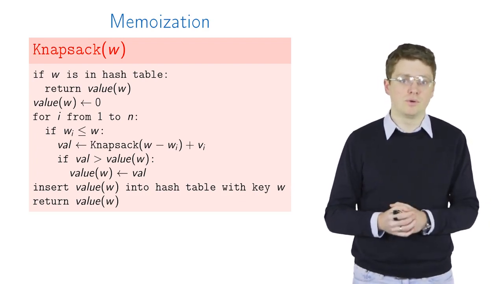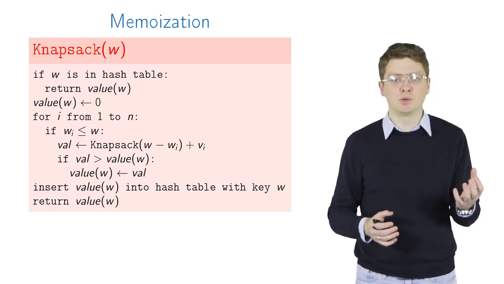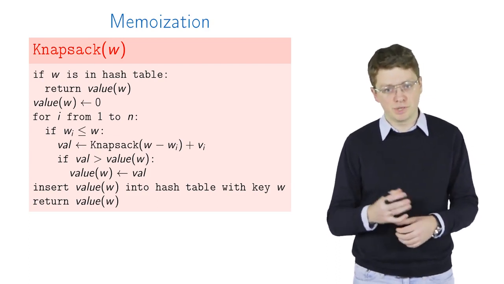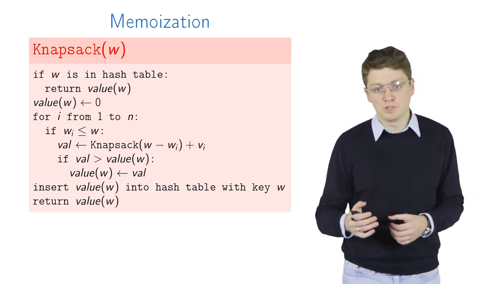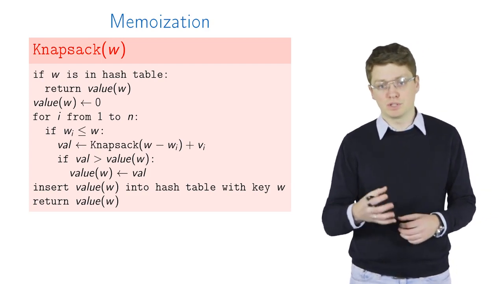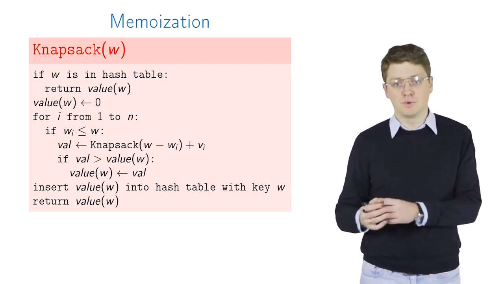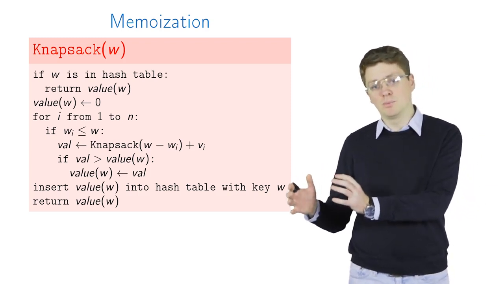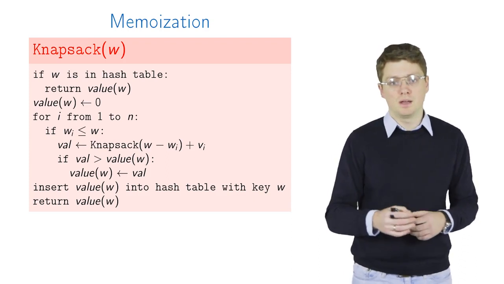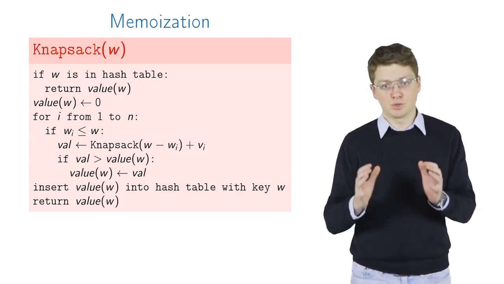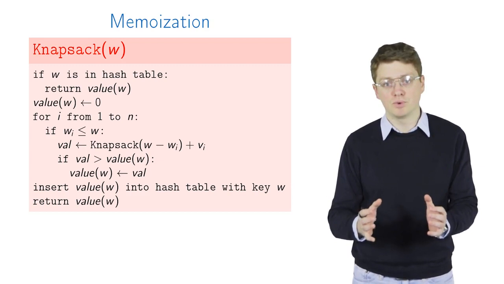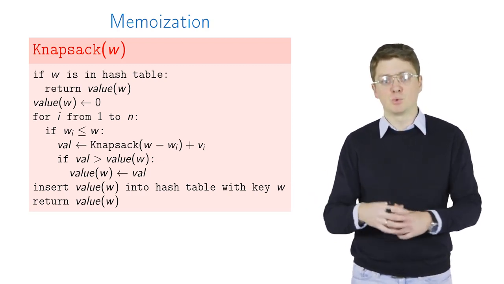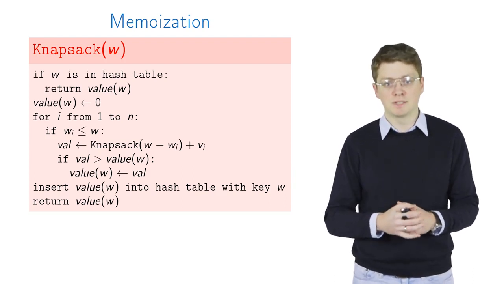For weight W, we store value of W if it is already computed. If it is already in the table, we return it immediately. Otherwise, we compute it, and we make recursive calls to compute the values for the subproblem on W minus w_i. And when the value is computed, we just store it in our hash table. This way, we use memoization by storing this in the hash table to avoid recomputing the same thing once again.